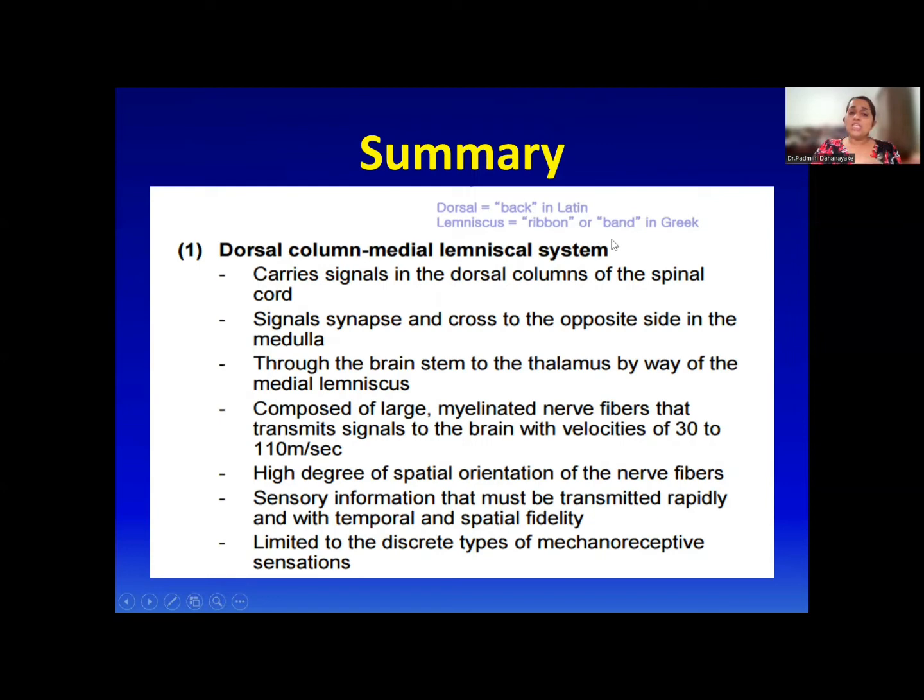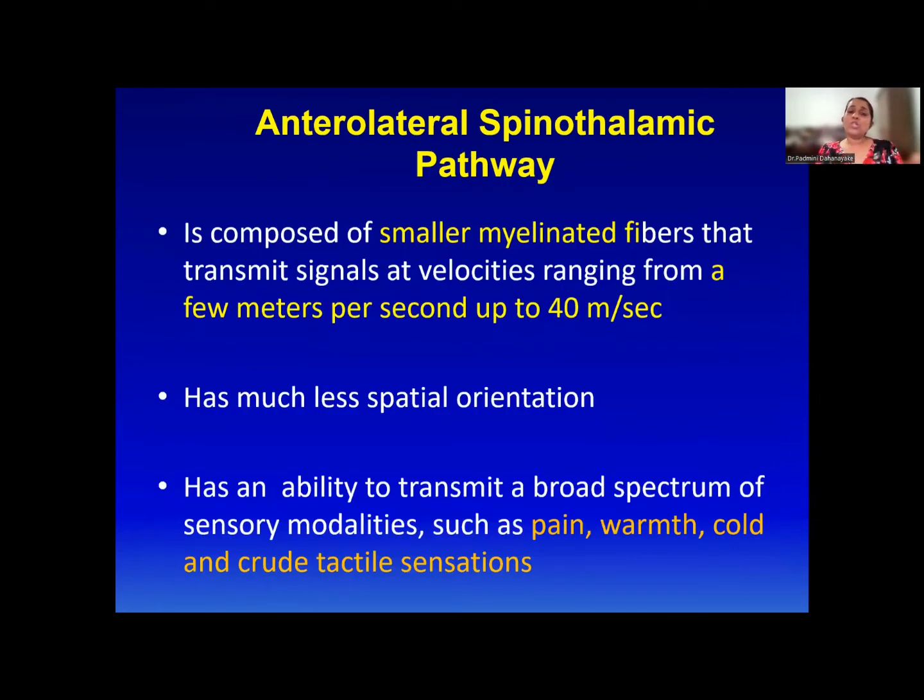Another important thing is that it is a very quick one, 30 to 110 meters per second, with large myelinated nerve fibers. And very discrete sensations will be carried, only 3 or 4 maybe: fine touch, vibration, and joint position sense. Okay, that's it. Then we will move on to the next one.